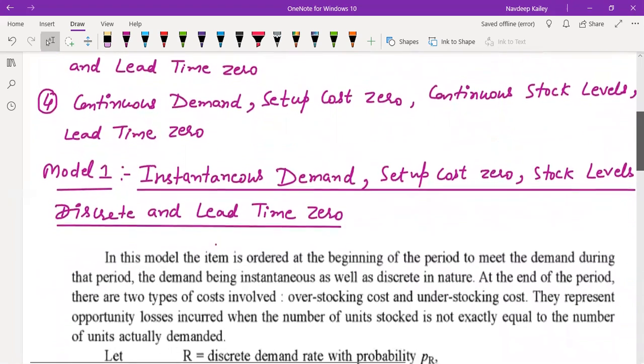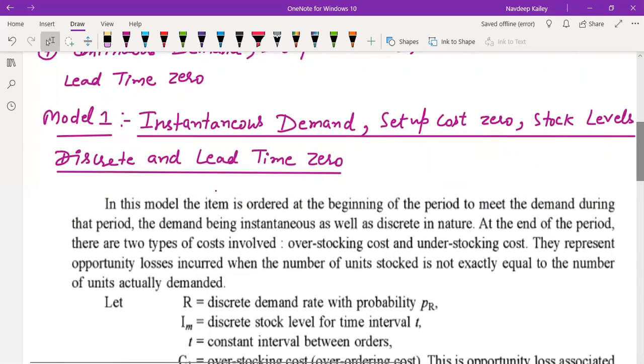The first model is having instantaneous demand, setup cost zero, stock levels discrete, and lead time zero. This model deals with the inventory situation of items that require one-time purchase only. Items such as cut flowers, cosmetics, seasonal items such as calendars, diaries, and spare parts fall under this category. In this model, the item is ordered at the beginning of the period to meet the demand during that period, the demand being instantaneous as well as discrete in nature.